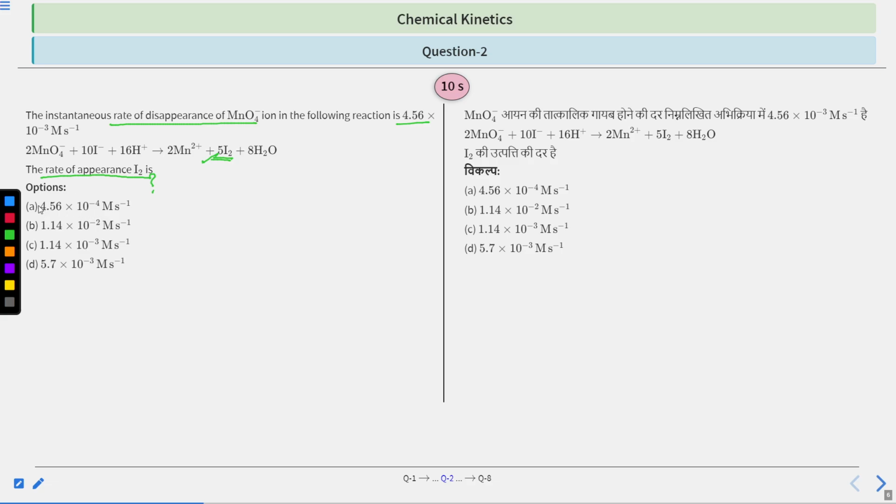Options are 4.56 times 10 to the power minus 4 molar per second, 1.14 times 10 to the power minus 2 molar per second, 1.14 times 10 to the power minus 3 molar per second, or 5.7 times 10 to the power minus 3 molar per second. You have 10 seconds to solve this question. After that, we will see what will be the correct answer.